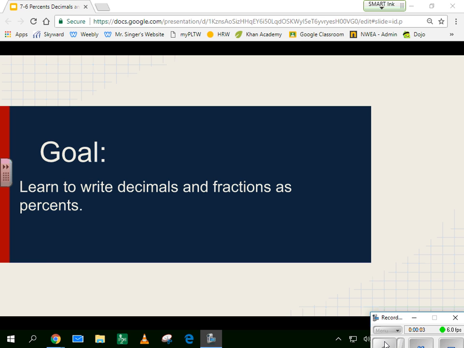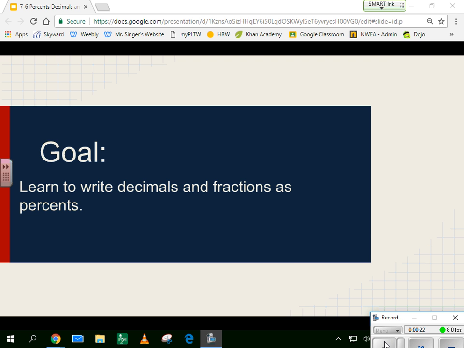Today we're going to deal more with decimals and fractions and percents. So what you're going to be able to do today is learn to write decimals and fractions into a percent. That's what we're going to try to do. Along with today's date and page number, please write this down.